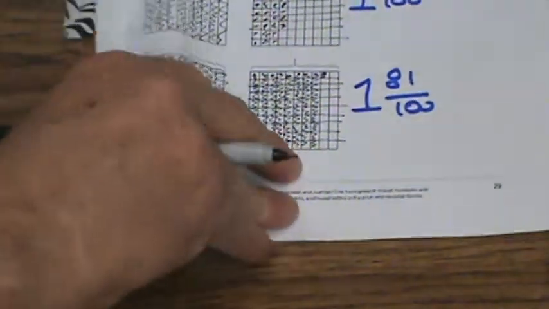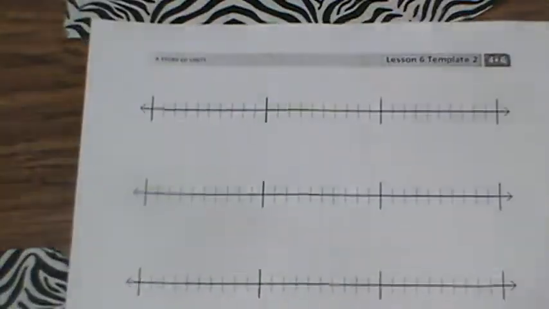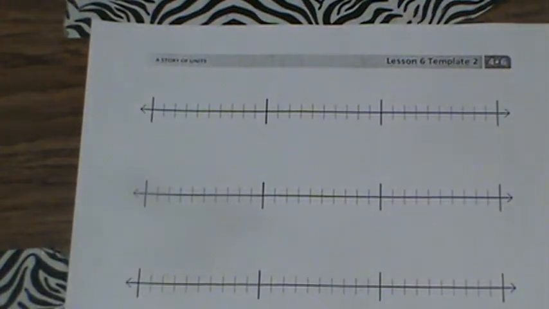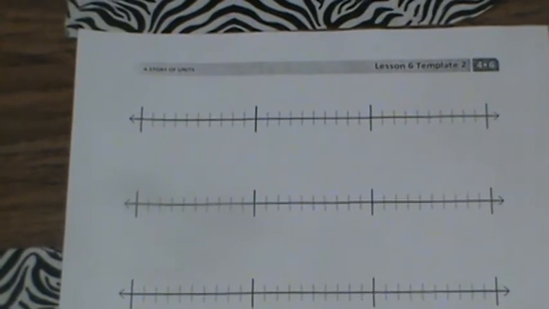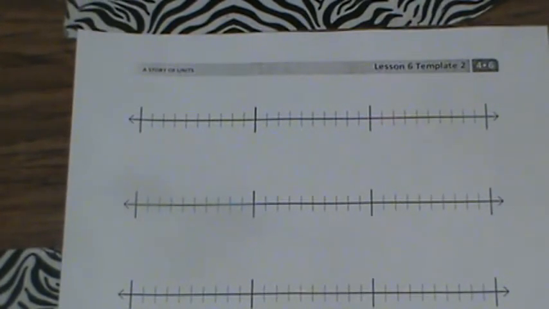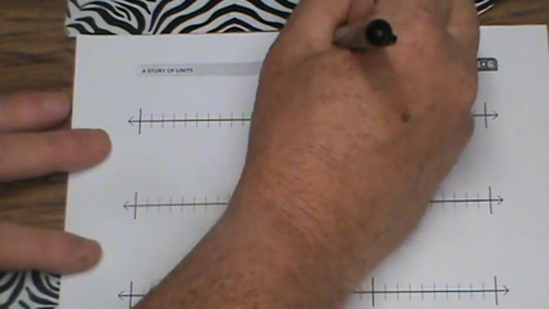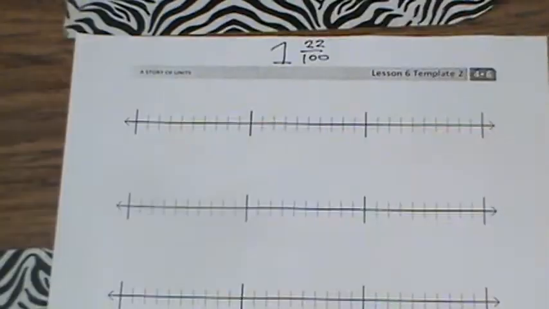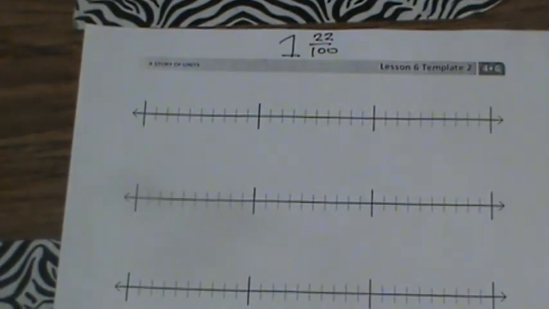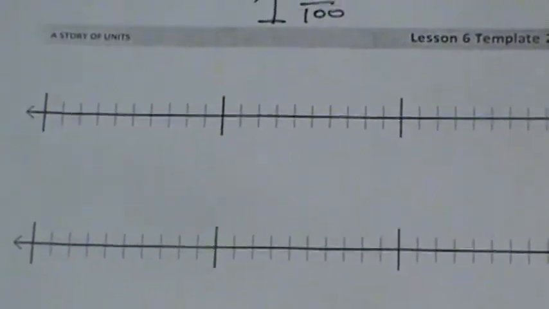It's number line time. Here we go. Let's get our number line template. And the first number we're going to concentrate on is this number right here. It's a rather familiar number with us. It's 1 and 22 hundredths. So go ahead and write that number down, 1 and 22 hundredths, while I zoom in a tad.